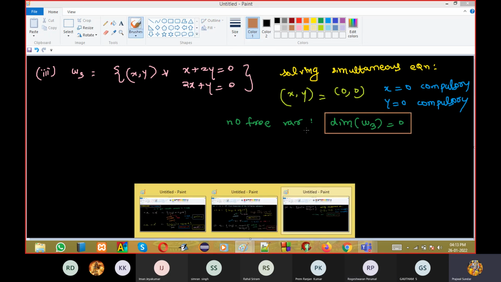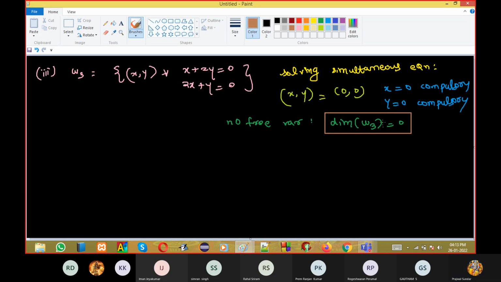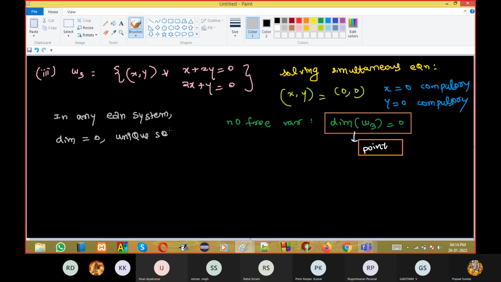Yes, bro. Nice. Now look at this carefully. You need to do visualization also. If the dimension is 1, this is nothing but a line. And if the dimension is 0, this is nothing but a point. So in any linear equation system, if you get dimension 0, then you will have a unique solution, that is, you will get a point. So you need to visualize the dimensions also.